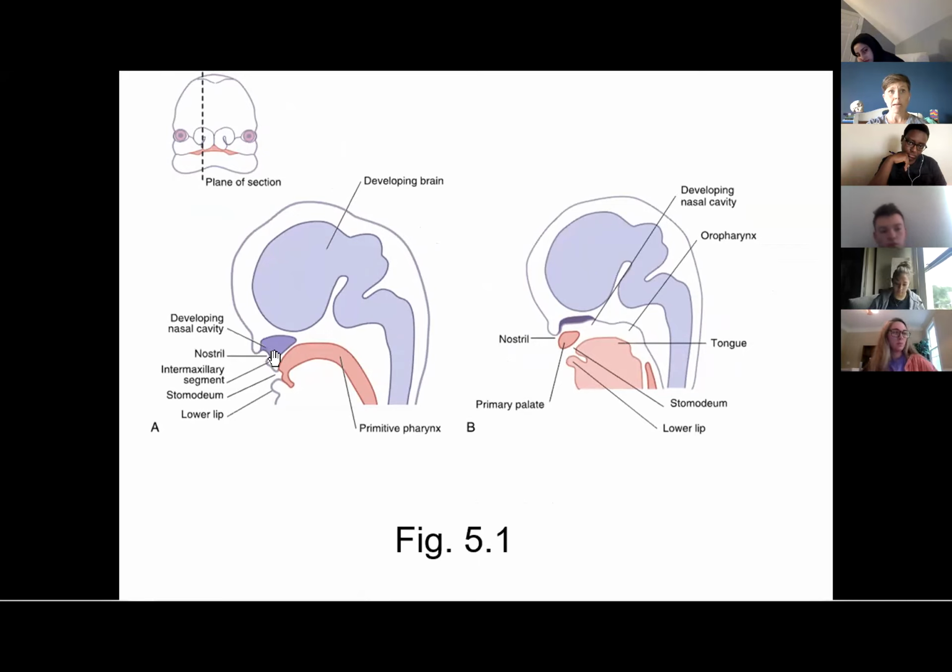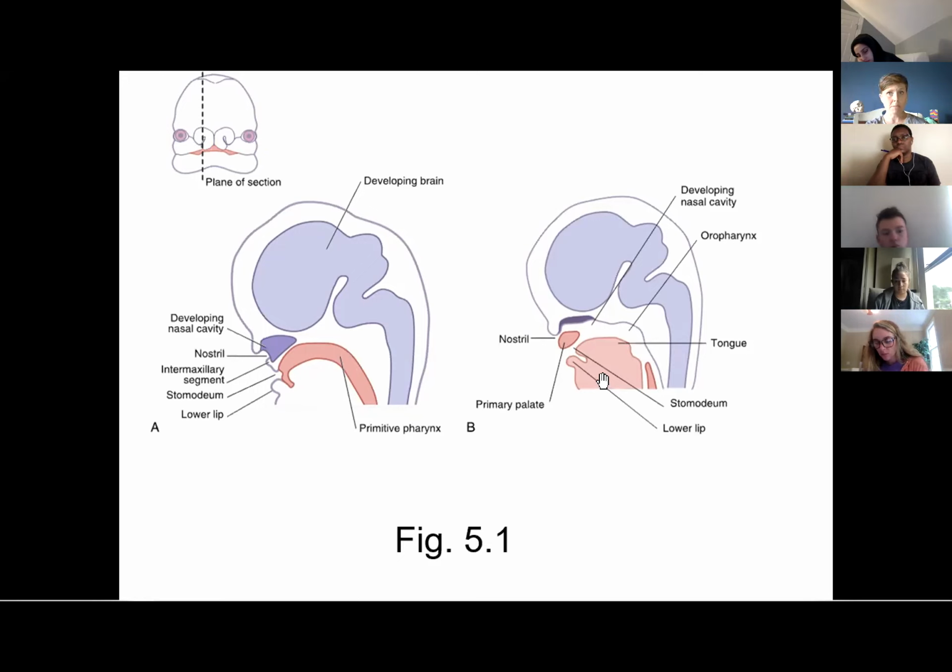Your intermaxillary segment is that area right there in between the nostril and your stomodeum, your primitive pharynx and your stomodeum, which is your primitive mouth, right? And then you have your lower lip right down here.